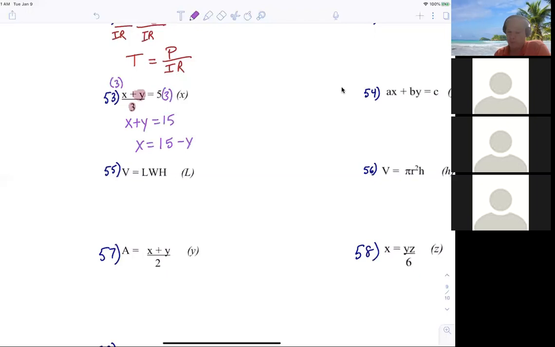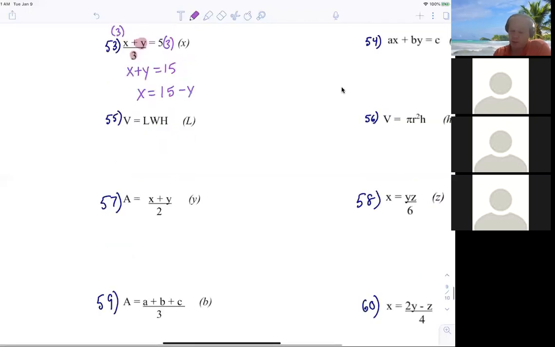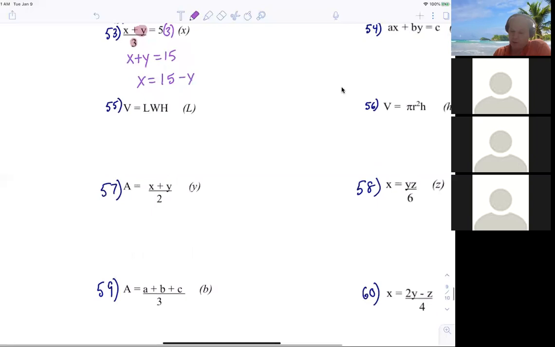All right, 55, volume is length times width times height. So if I'm trying to figure out what L is, I would just divide by W and H. So our length is equal to our volume divided by the width times the height.